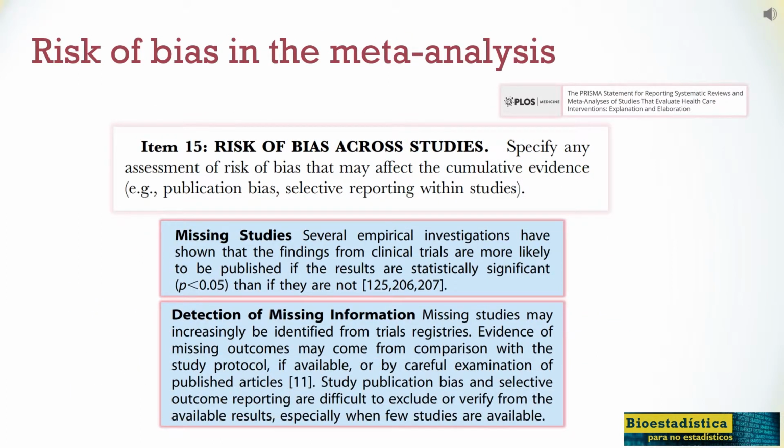2. In addition to the bias within each study, there is a possibility of introducing bias during meta-analysis, what PRISMA calls risk of bias across studies. We can group them on missing information. 1. Either of complete studies that cannot be located, perhaps because they have not been published. Or 2. Studies that have been lost or hidden part of their information.